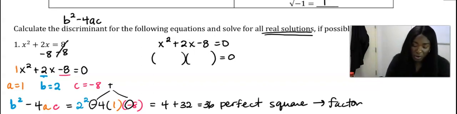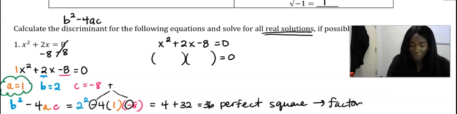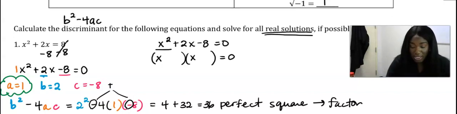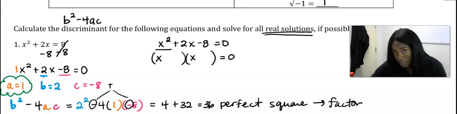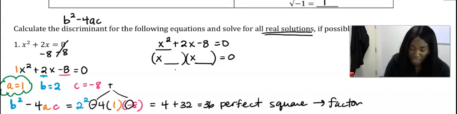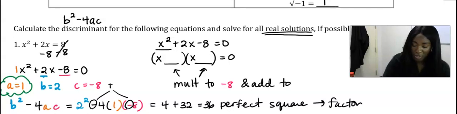What's very important starting off here is that a is equal to 1. Because a is equal to 1, my factors have to start with x and x, because x times x is the only way you can multiply together to get x squared. So I have the x and the x there, and because a is equal to 1, and only because a is equal to 1, in order to fill out these two blanks, we are looking for two numbers that multiply to c, which is negative 8, while also adding to b, which is a positive 2.